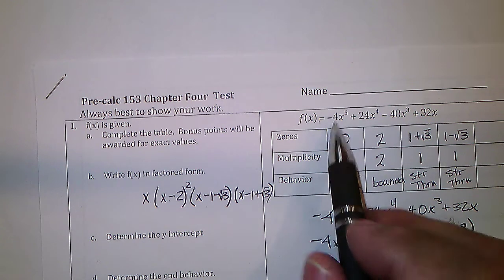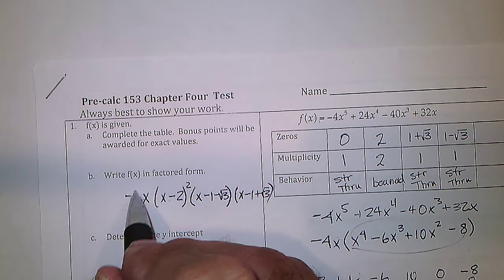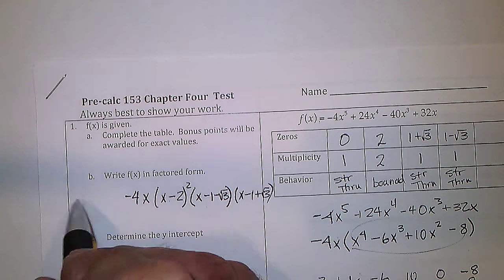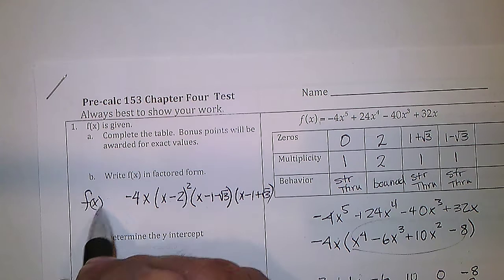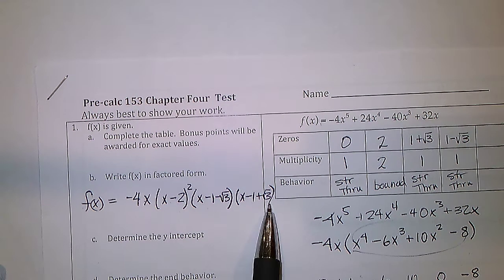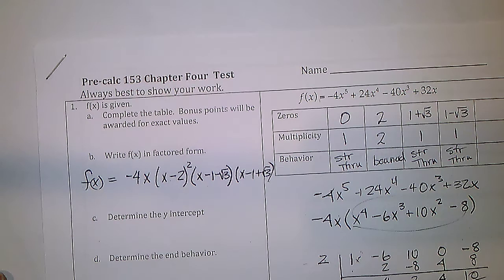But there has to be a minus 4, and this would just be a positive x to the 5th. And there's supposed to be a minus 4. And we saw that when we pulled it out here also. So that's what f of x factors to. And to check it, you could type this into your calculator and see whether it graphs exactly like the original.